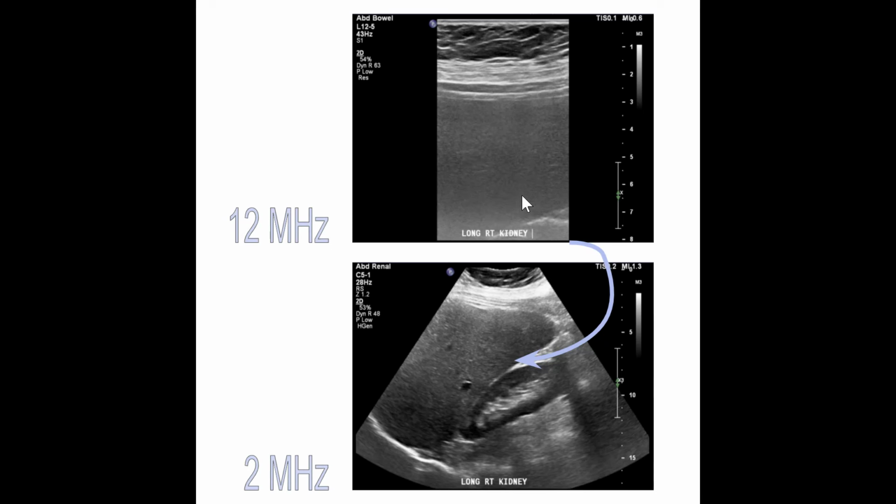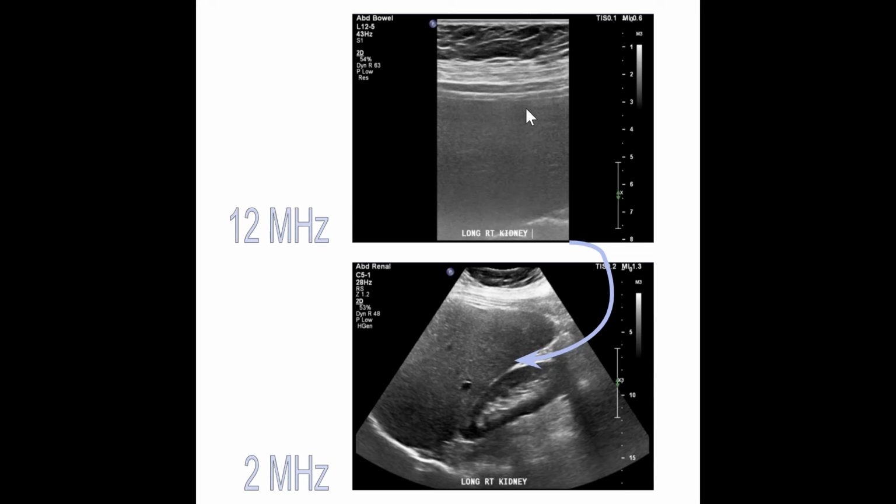Now compare that to the 2 megahertz transducer behind it. We can see the same structures. We've got the skin line, the layer of fat, the rectus abdominis muscle, getting into the capsule of the liver, liver tissue, but the sound hasn't attenuated yet at this point, and we can actually see more. So now we're seeing more of the liver, we're seeing the right kidney, we're seeing bowels surrounding the kidney, we're actually imaging all the way down to the diaphragm here, and then lung behind it.